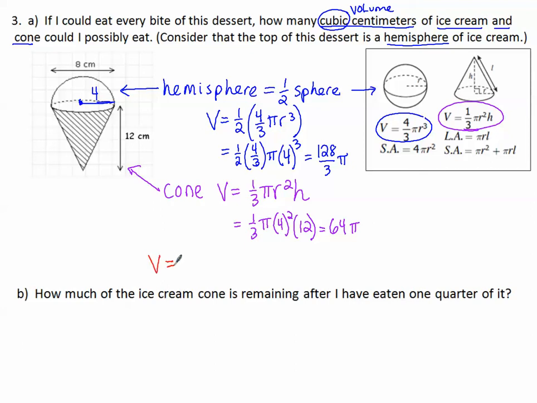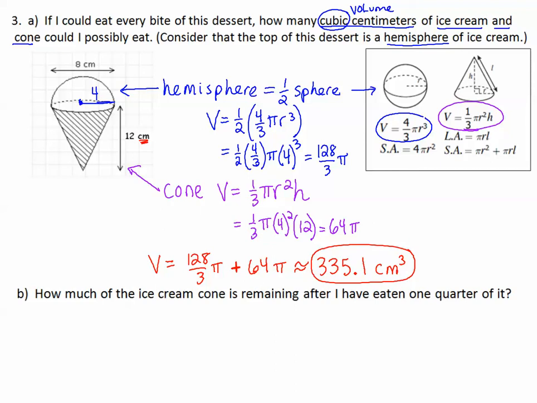Now I want the entire volume. So the volume, put that all together, 128/3 pi plus, I'm putting them together, 64 pi. Now I can type that all in to get approximately 335.1 centimeters cubed.